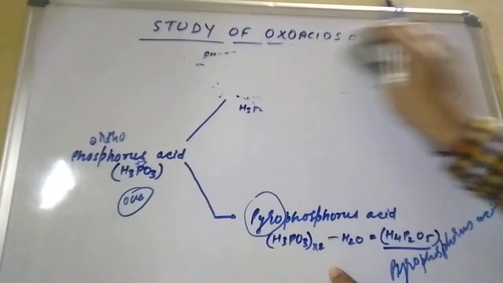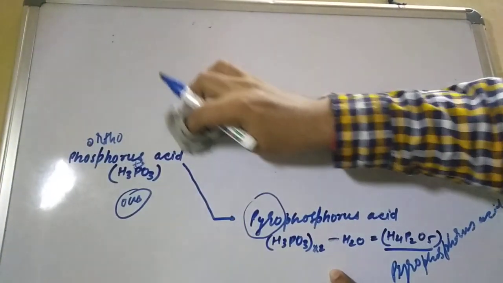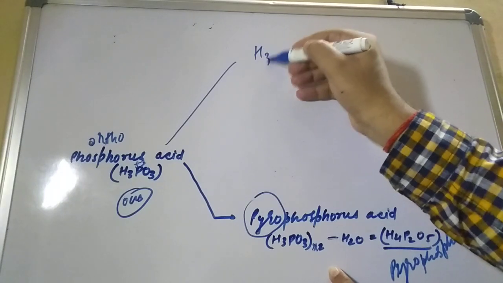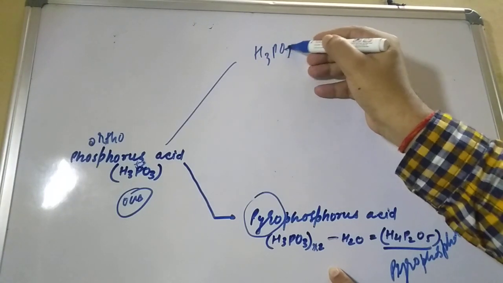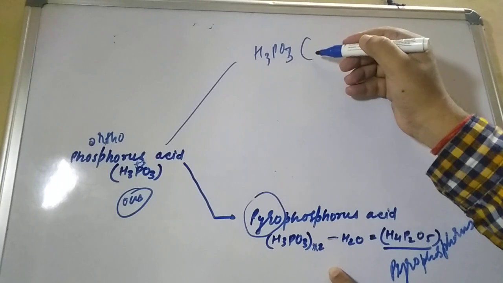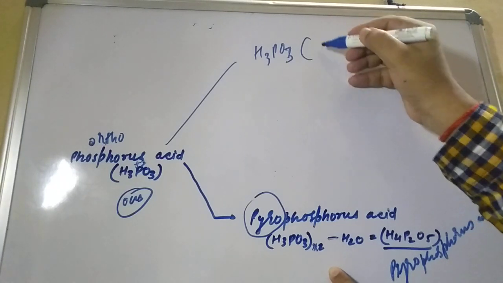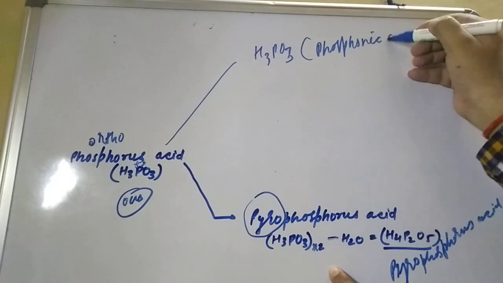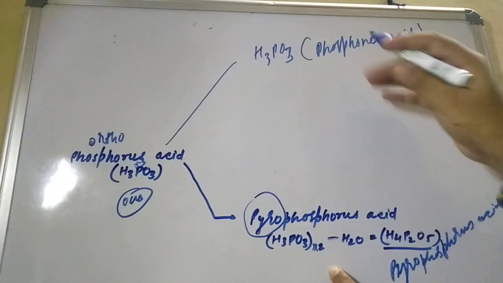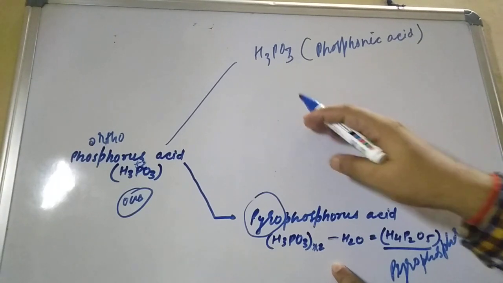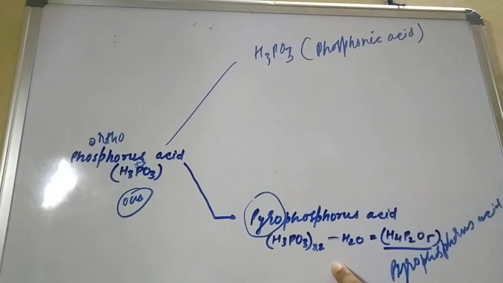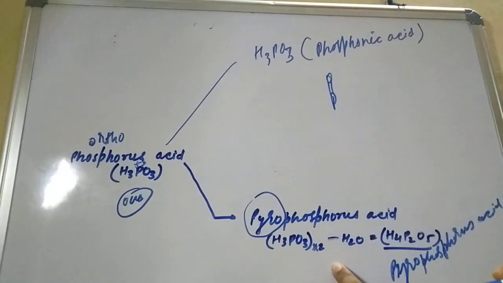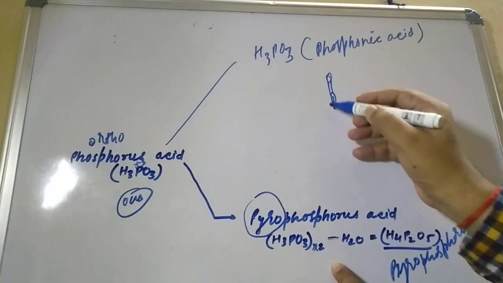Now let us move to the next one, the structure of phosphorus acid, H3PO3. This is also known as phosphonic acid, which you have to keep in mind. Sometimes they ask in the NEET exam which one is phosphonic acid and which one is phosphinic acid. As I said, the oxygen will be on top, and you have to arrange tetrahedrally.